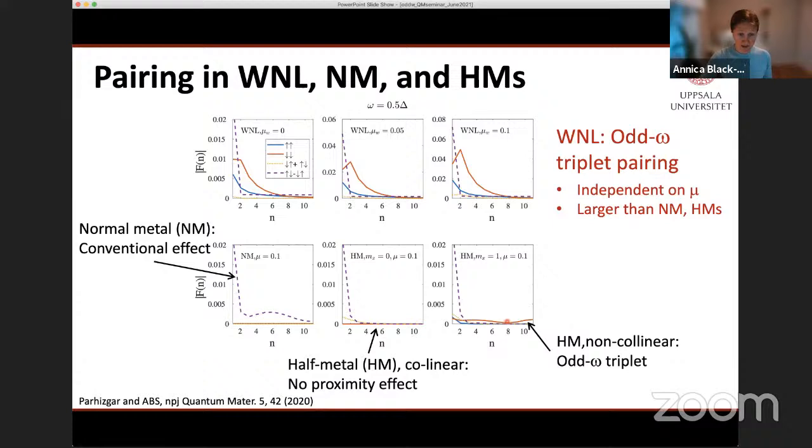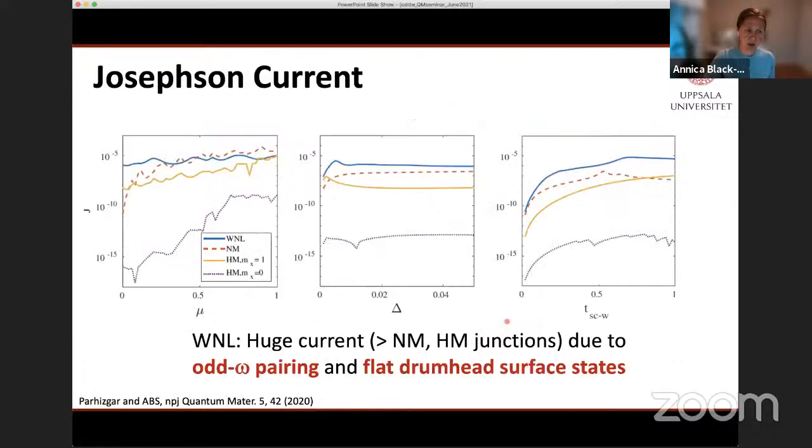And that's all nice, but I'm showing you pair amplitude here. It's not really what you measure in the Josephson junctions. You measure currents. So we calculate the currents as well. So we plot the current as a function of various parameters. We can drive this material. So we can drive it with chemical potential. We can change the order parameter in the contacts. We can also change the coupling between the Weyl material and the contacts.